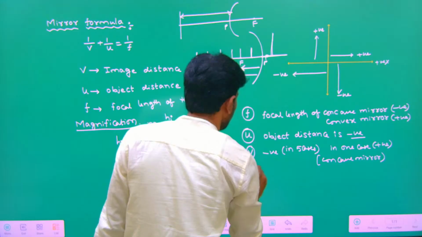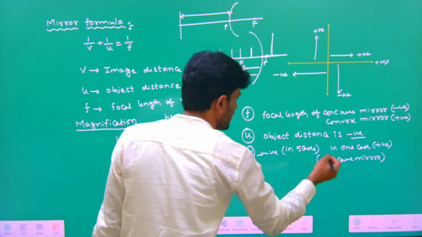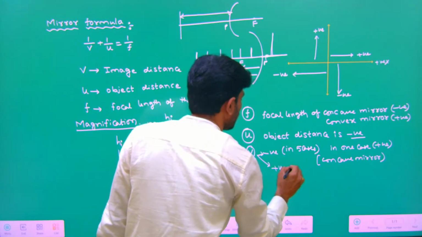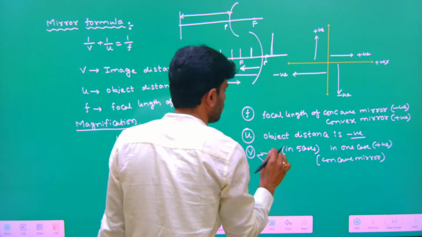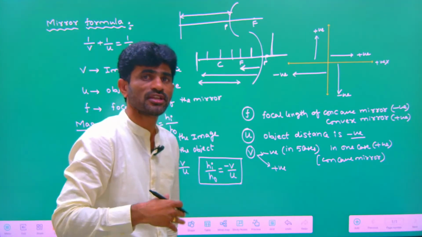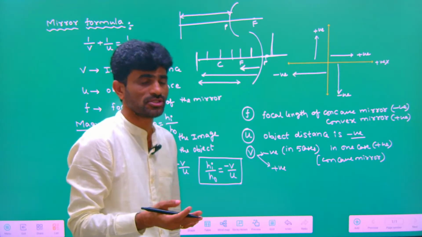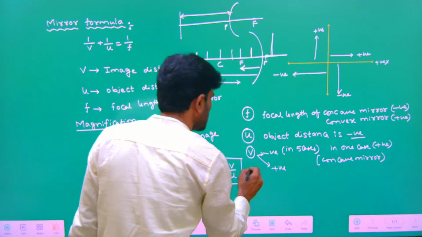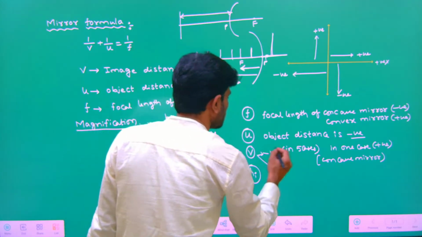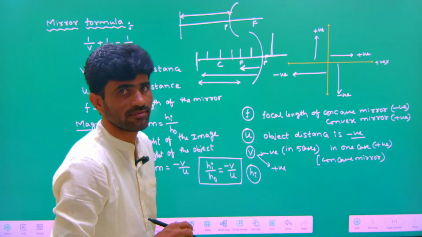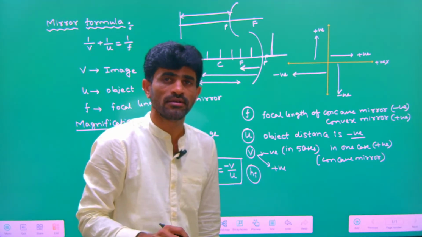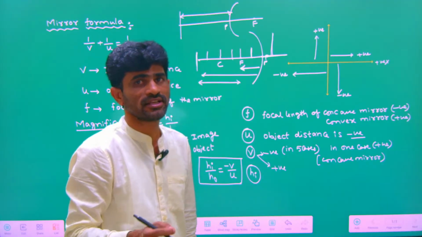This is in the case of concave mirror. This is in the case of convex mirror. In a convex mirror, you will have only positive image distance, and the height of the image is also positive because it is an erect image. So let us discuss the height of the image. Height of the image is also the same as before. In a concave mirror, in five cases it is negative and in one case it is positive, because whenever the image is real and inverted, its height is negative.